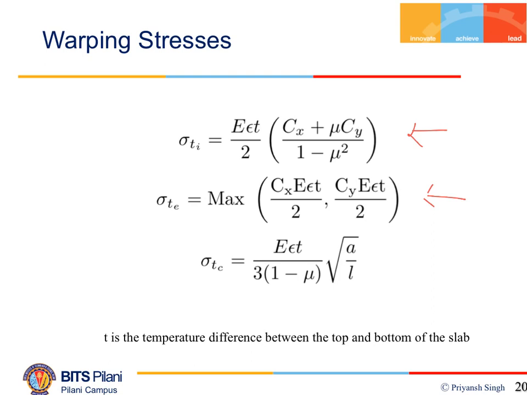If you see this formula correctly, what things do you require? You require the E value which is given to you. You require the coefficient of thermal expansion which is already given to you. You require delta T, that is the difference in temperature, and you need to estimate the coefficient Cx and coefficient Cy. Mu is already given to you. So in this expression, all things except Cx, Cy and L are known to you. So let's estimate the value of Cx, Cy and L.